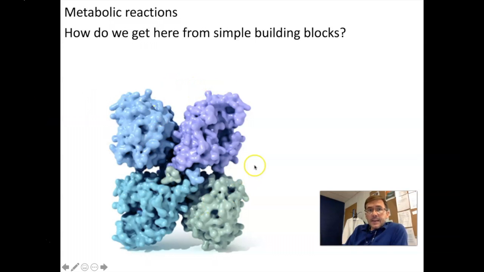So how do we get large, structured, organized molecules from simple building blocks? It takes energy to do that. And then once we have these large macromolecules, in some cases they perform jobs. They facilitate biochemical reactions, which also takes energy. So how do we do these types of things?